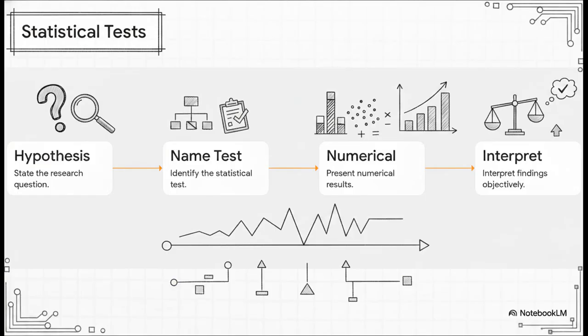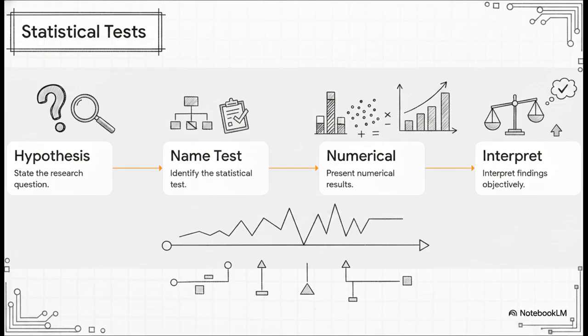When you finally get to the complex math, you essentially need a formula for your writing. Whether you're running a basic independent t-test or some massive ANOVA, the methodology guides all agree that every statistical test needs a 4-step framework. First, state the hypothesis. Second, name the exact test you ran. Third, present the numerical results. And fourth, give a really brief, objective interpretation.